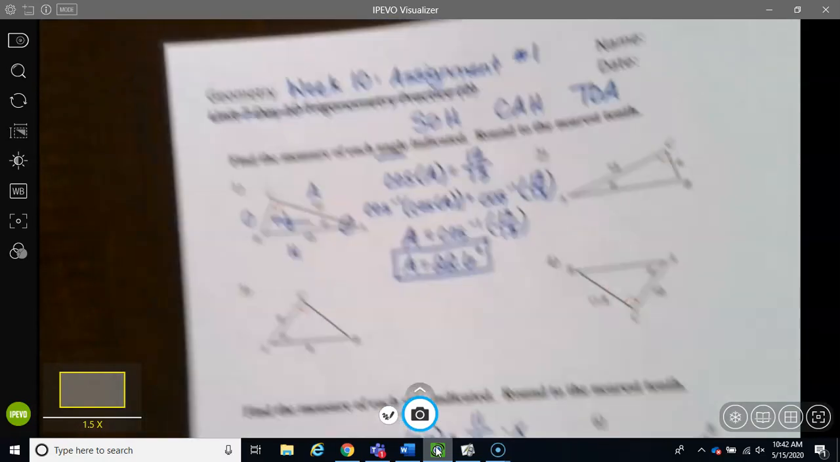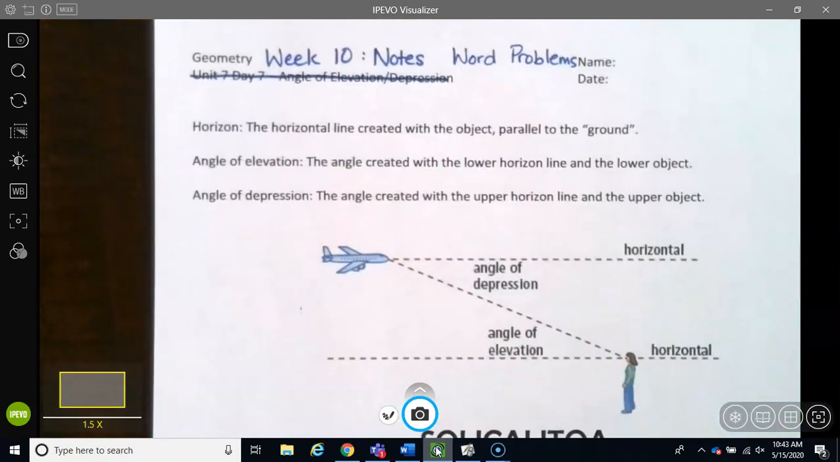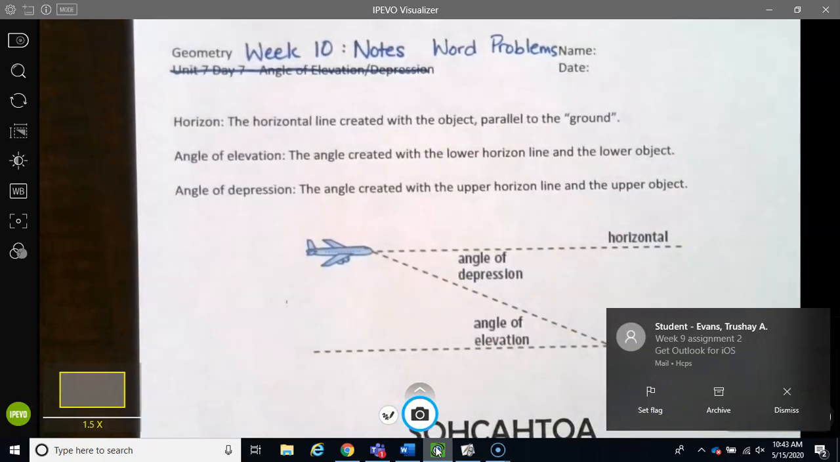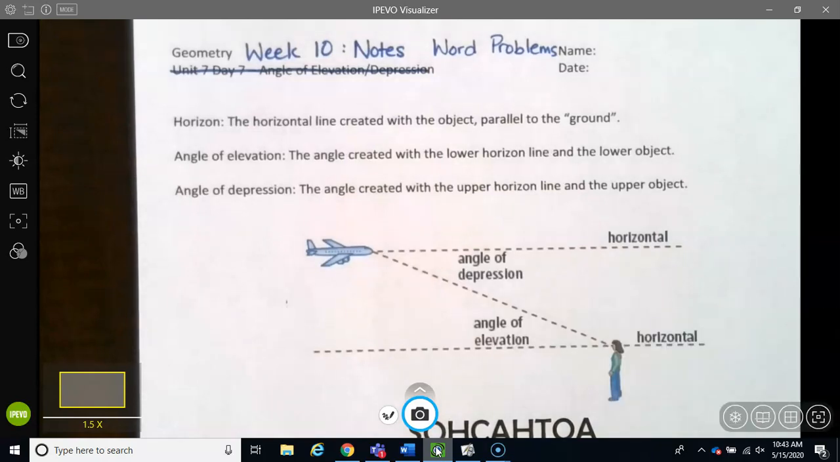All right. So moving on, we need to do some word problems now involving trig. So they're going to talk about angle of depression and angle of elevation. You need to realize what those are so you know what you're looking for. It says the horizon line created with the object is parallel to the ground. So think of the horizon like a sunset, the ocean and everything. That horizon line where the ground meets the sky, that's horizontal.